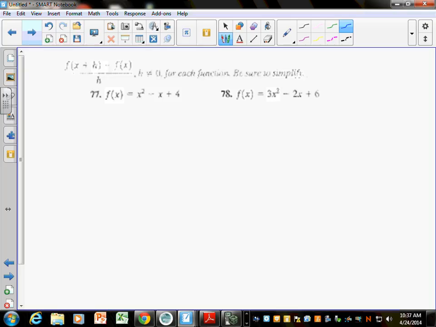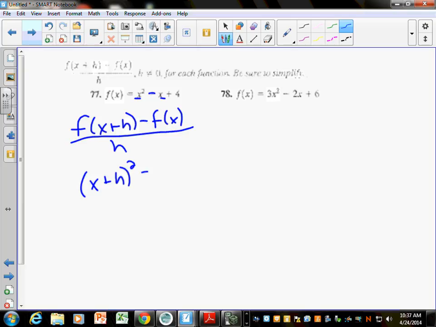I can't even read this. Does that say minus x here? Yep. So just remember, if you're doing f of x plus h minus f of x all over h, you just have to replace x with x plus h. So you get x plus h squared minus x plus h plus 4. That's f of x plus h. Minus f of x means I'm going to subtract everything here, which I'm just going to leave in parentheses right now. Minus x plus 4.